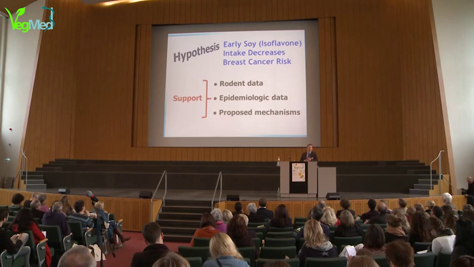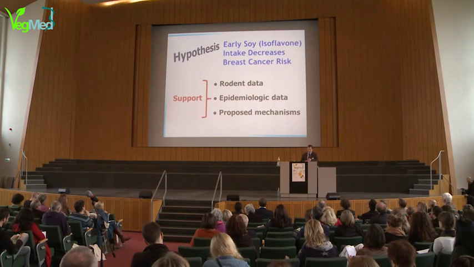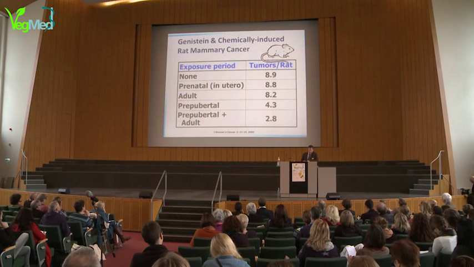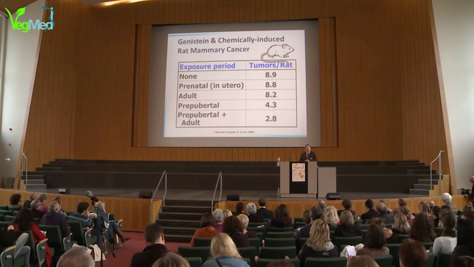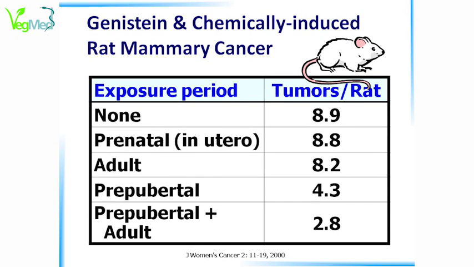So let's look at the data. There are animal data in support of this hypothesis, epidemiologic data, and we have a good understanding of why soy is protective. I generally don't show animal studies because I don't think they are of much value in gaining insight into the effects of diet on human nutrition. Once in a while, I will show them, but only if they support the point I'm trying to make. Here we have the original animal data that is responsible for the hypothesis being proposed in 1995 that consuming soy early in life reduces breast cancer risk.